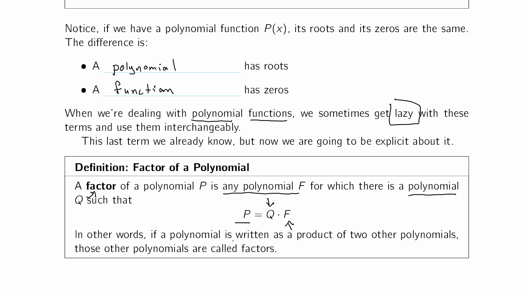So if a polynomial is written as a product of two other polynomials, those polynomials are called factors. That's just making something that we already knew a little bit more precise and putting it into notation. Okay, why did we just do that? Well, in the next video, we're going to get a kind of exciting theorem about roots and factors.